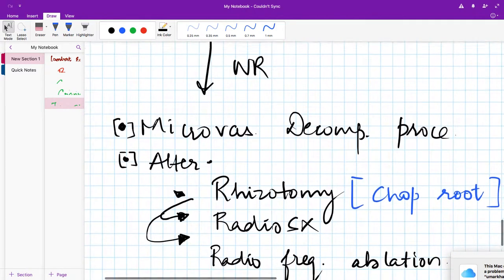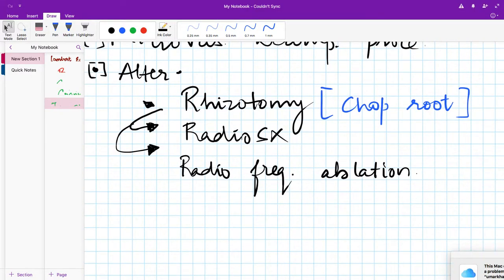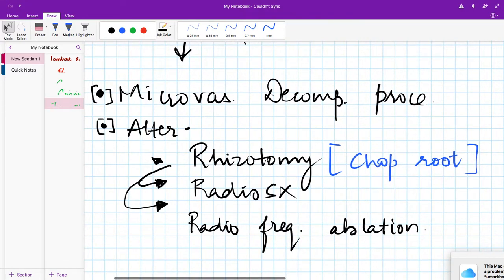And as another alternative, if even after this it is not responding completely, then you can go for a rhizotomy, meaning just chop the root of the fifth nerve. This rhizotomy can be done with the help of radiosurgery or through a radiofrequency ablation method. Rhizotomy is the last salvage thing that we can do. If nothing is happening, all the drugs we have given, we have gone for an MVD, then the last alternative is rhizotomy, the chopping off of the root.